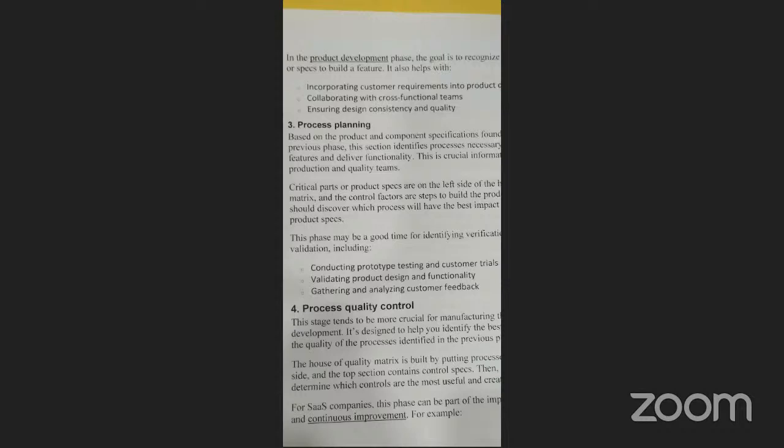So the house of quality matrix is built by putting process on the right side, the top section of the control phase. So our team can determine which controls are most useful and create quality targets.